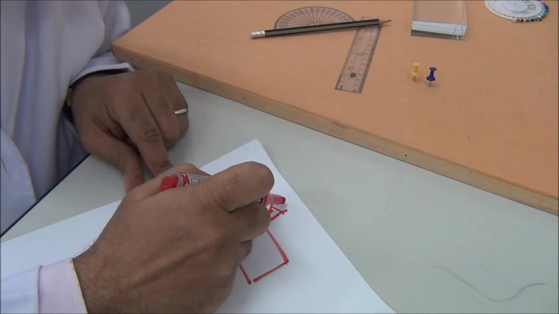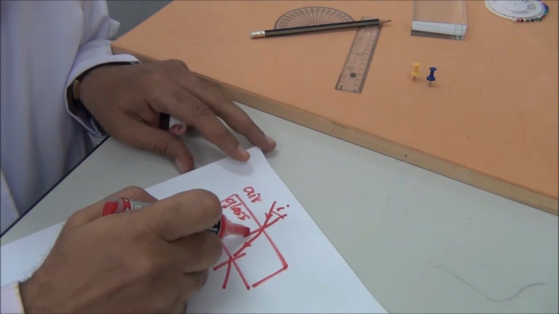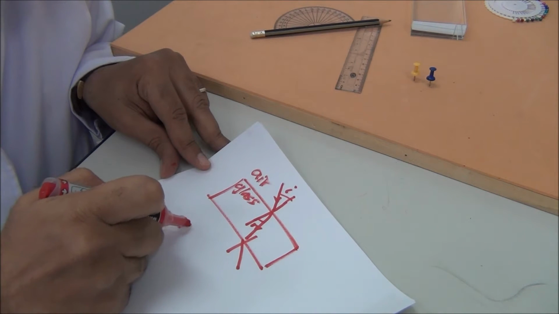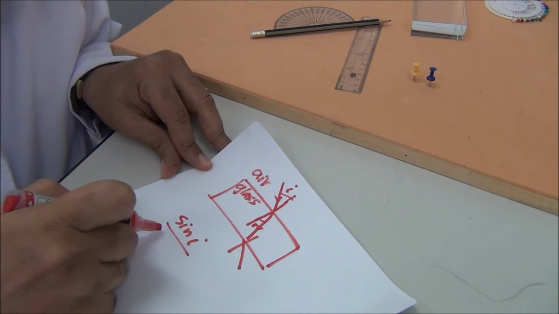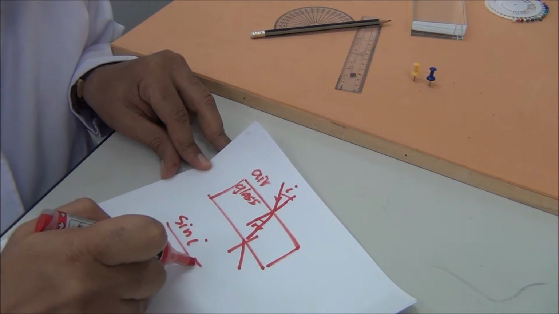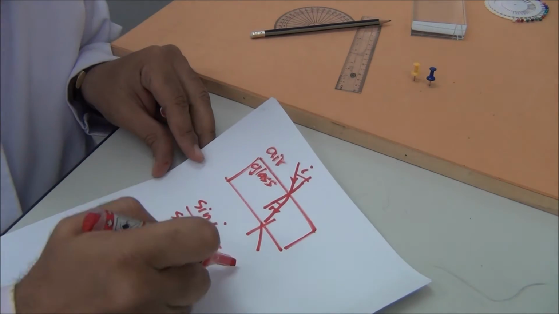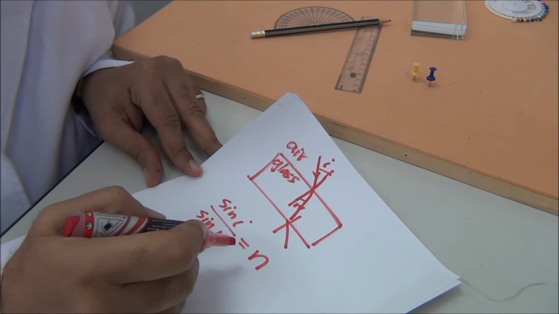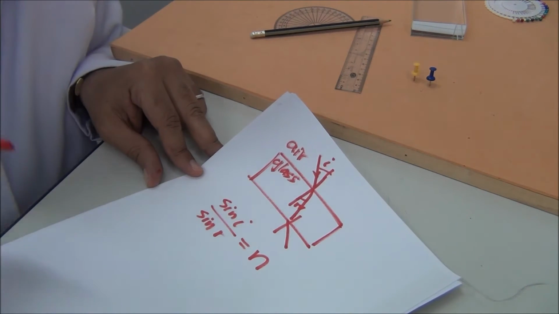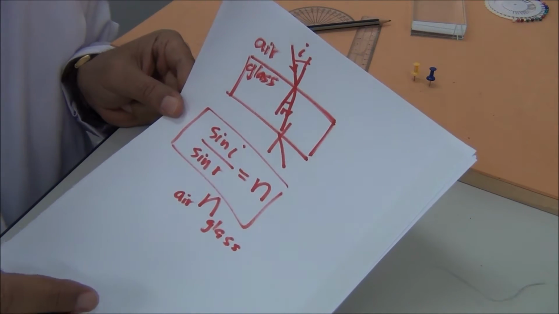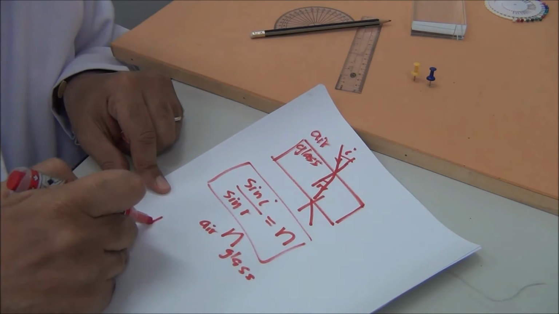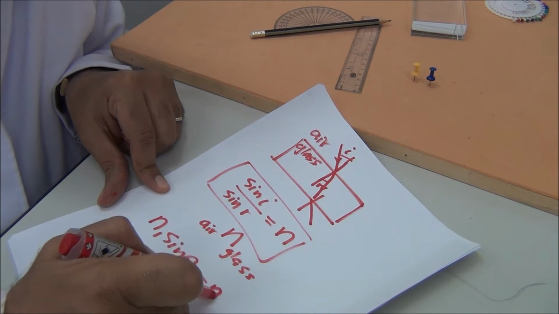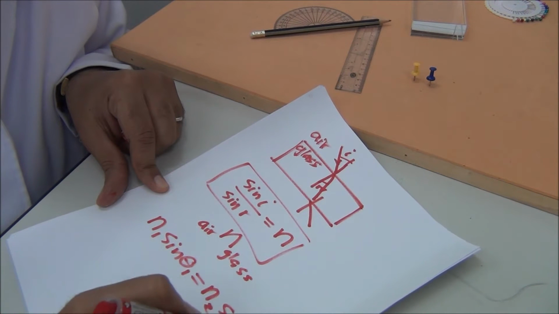Snell's law says this: this is the angle of incidence and this is the angle of refraction. Sine of the angle of incidence divided by sine of the angle of refraction equals a constant called the refractive index, the refractive index of the second medium with respect to the first medium. We have another form of Snell's law: n1 sine theta 1 equals n2 sine theta 2.